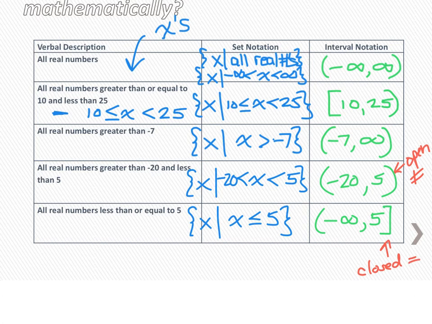All right, that's how we describe intervals of functions mathematically in two different styles of notation.